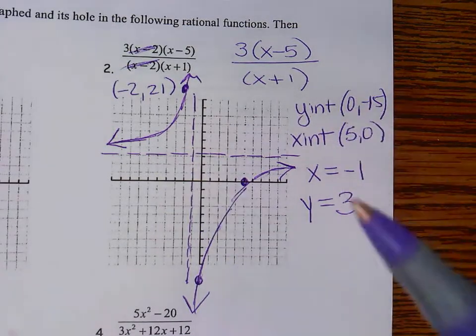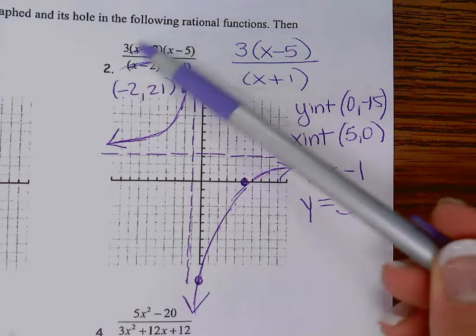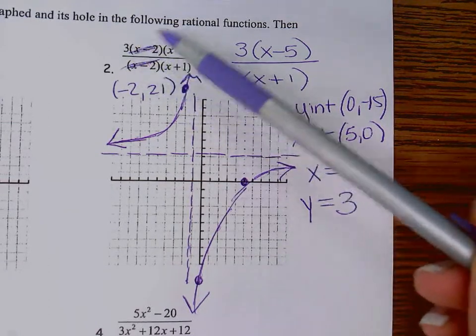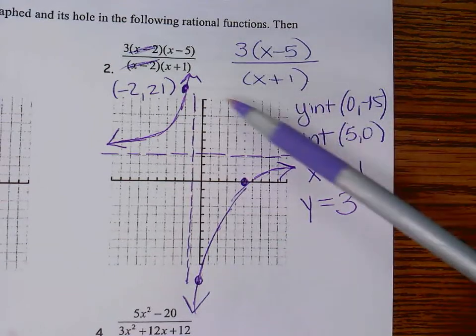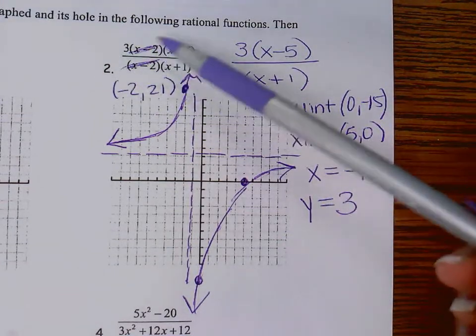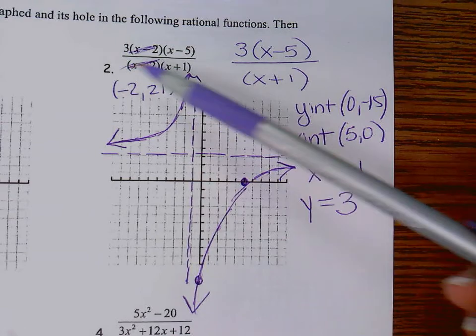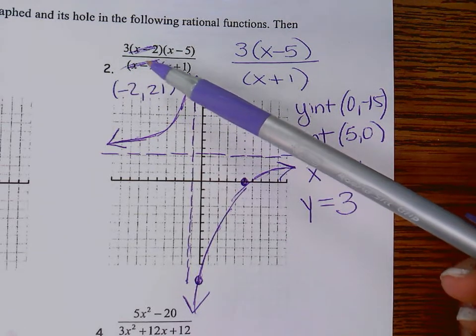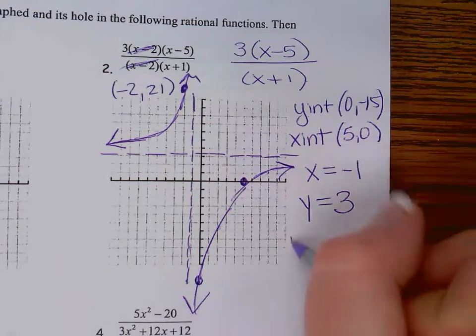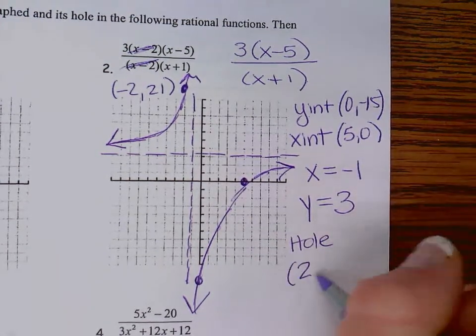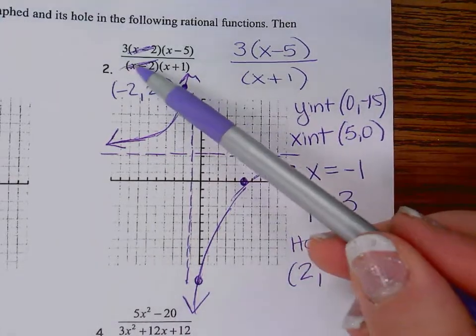My last step is to remember, hey, I canceled something over here, which created a hole. This function doesn't show any problem at positive 2, but the original function had a problem at positive 2 because in the denominator, 2 minus 2 would have given me 0. So I need to figure out where the hole is. The hole is at positive 2 because 2 minus 2 gave me 0.